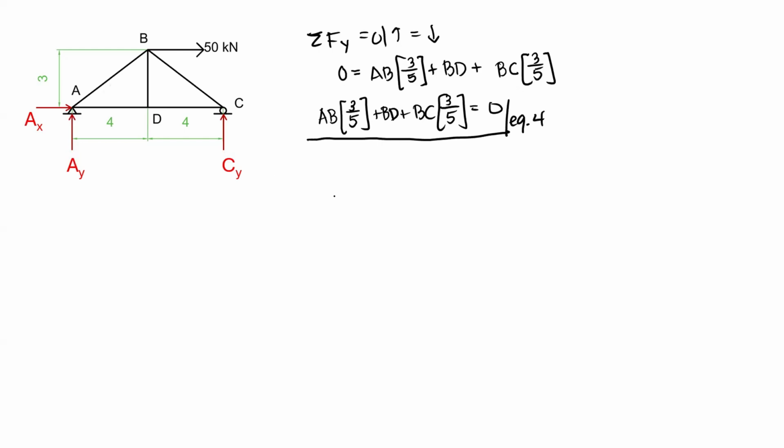Okay, next, we're analyzing now joint C. In joint C, here are the internal forces and other reactions that are connected at joint C. So we have BC, and this one is CD, with the slope for BC that is 4, 3, and 5. And then a vertical reaction at joint C. So this is your CY.